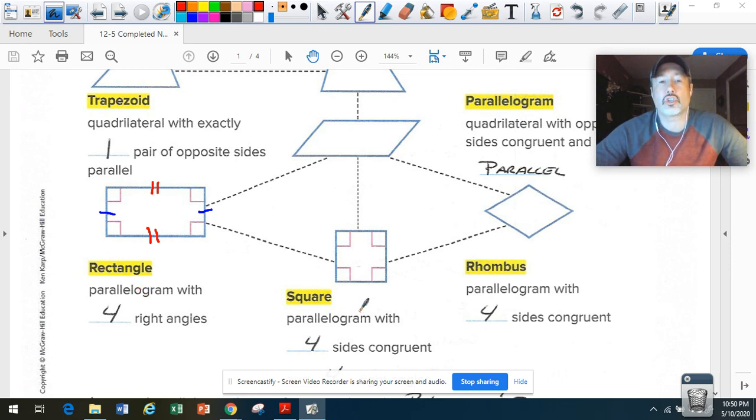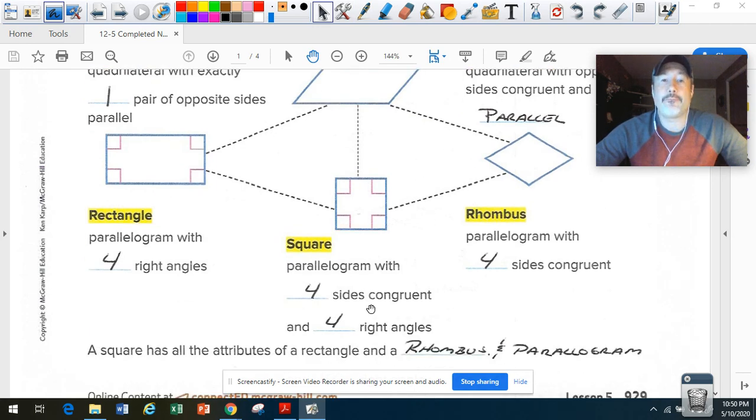Let's go over here to the square next. It says parallelogram with four congruent sides, and four right angles. So basically what we are saying here is this side, this side, this side, and this side are all congruent. Four congruent sides and four congruent angles that are all right angles, which means that's 90 degrees, that's 90 degrees, that's 90 degrees, and that is 90 degrees.